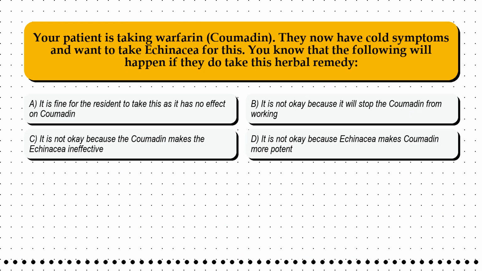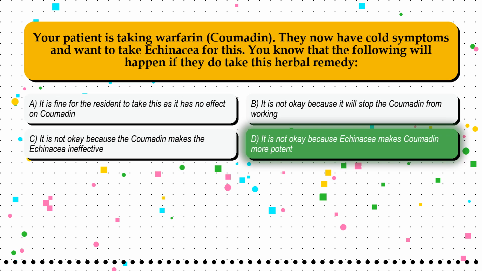The correct answer is option C, antipsychotics. Question 380. Your patient is taking warfarin, Coumadin. They now have cold symptoms and want to take echinacea for this. You know that the following will happen if they do take this herbal remedy. Option A. It is fine for the resident to take this as it has no effect on Coumadin. Option B. It is not okay because it will stop the Coumadin from working. Option C. It is not okay because the Coumadin makes the echinacea ineffective. Option D. It is not okay because echinacea makes Coumadin more potent.